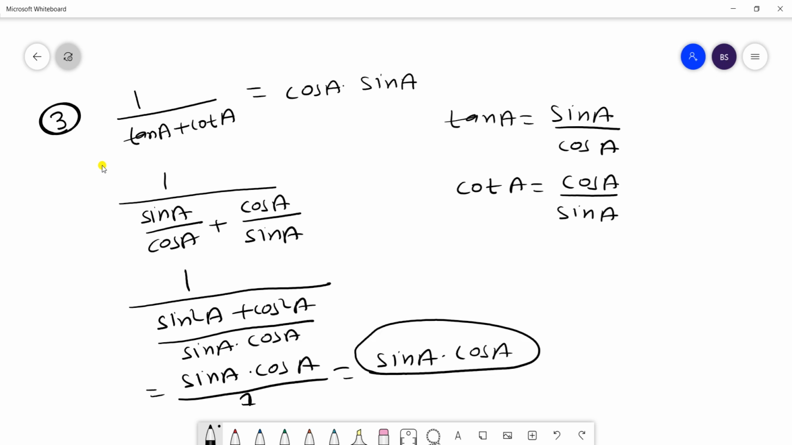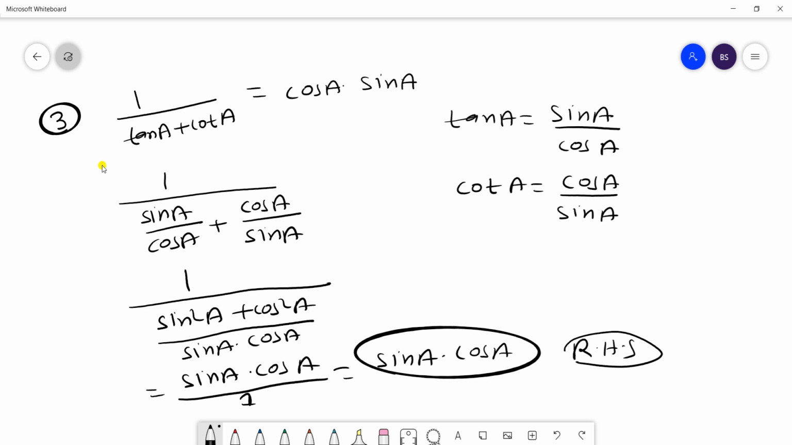So we got RHS from here. Okay, and so now we can write here LHS is equal to RHS. So hence proved, we have done this one, question number 3.